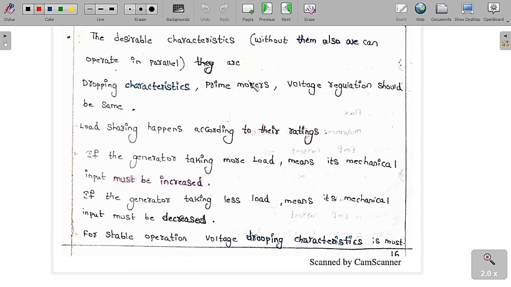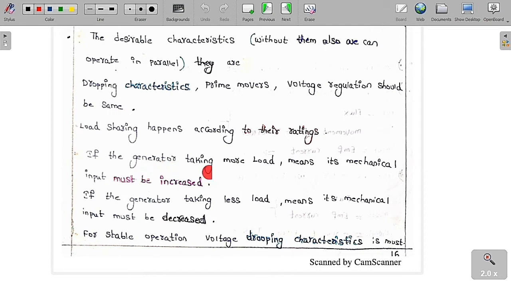The drooping characteristics of the prime movers and the voltage regulation should be the same. And the load sharing happens according to the ratings. The more the rating, the more load is shared.